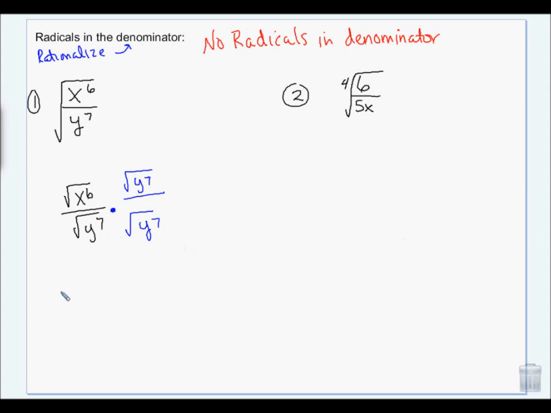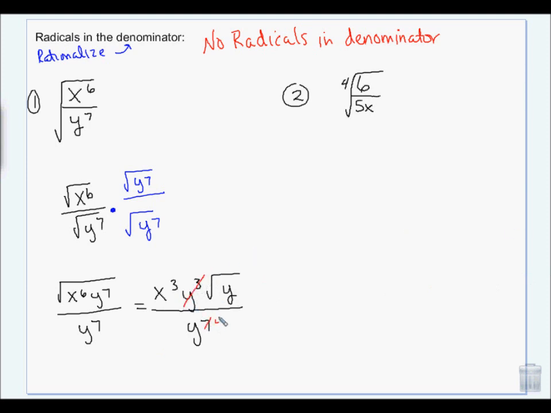And so you end up with the square root of x to the 6th, y to the 7th over y to the 7th. Now I can take the square root of this and I get x to the 3rd, y to the 3rd, the y remaining, over y to the 7th. And then these y's cancel out 3 of those y's. And so my final answer is x to the 3rd times the square root of y over y to the 4th. Sorry, I ran out of room there.